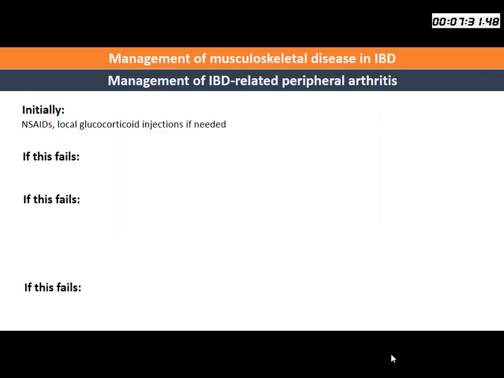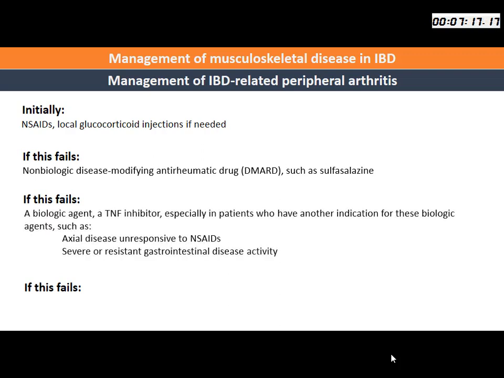The peripheral arthritis, this is the broad line. Initially we start with NSAIDs, sometimes local steroids. If it fails, we go for disease-modifying drugs that are not biologics, mostly sulfasalazine. If it doesn't work, we go for a biologic, and we'll be very happy if the patient also needs the biologic for the GI disease, for example, or an axial arthritis, in addition to the peripheral one that we're dealing with right now. And if this fails, we go for a second line biologic.